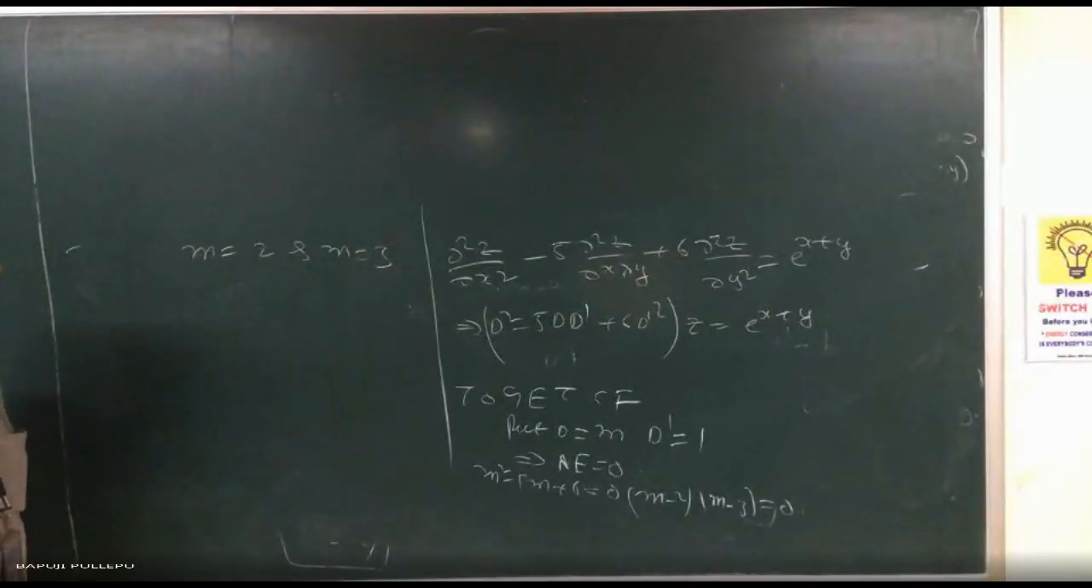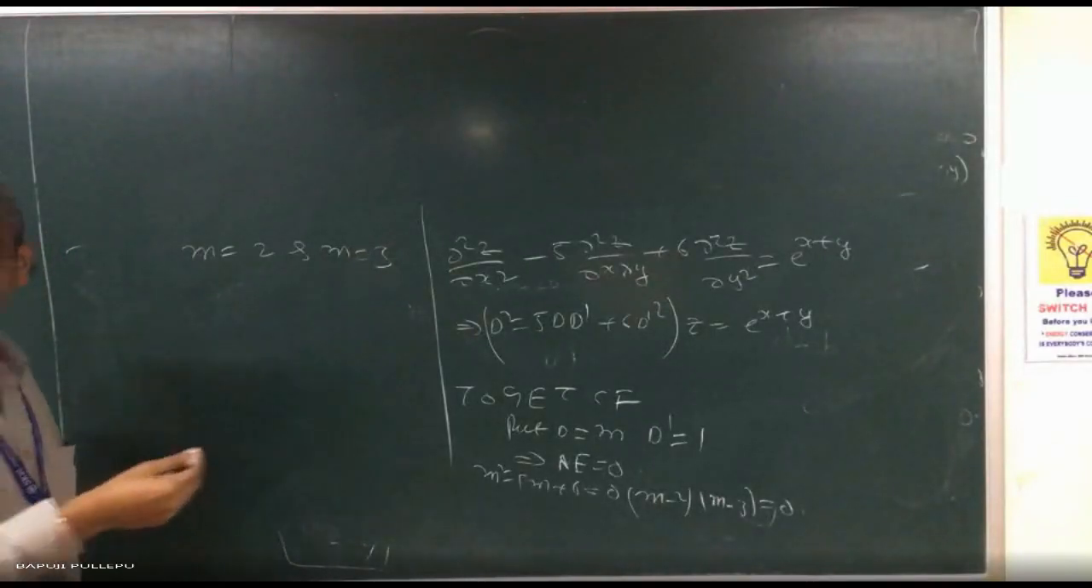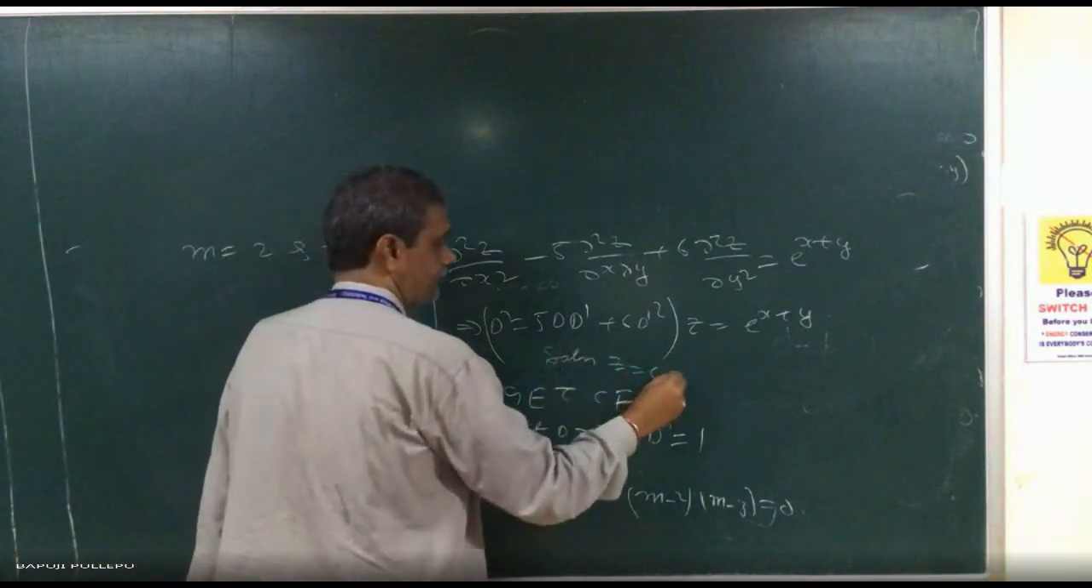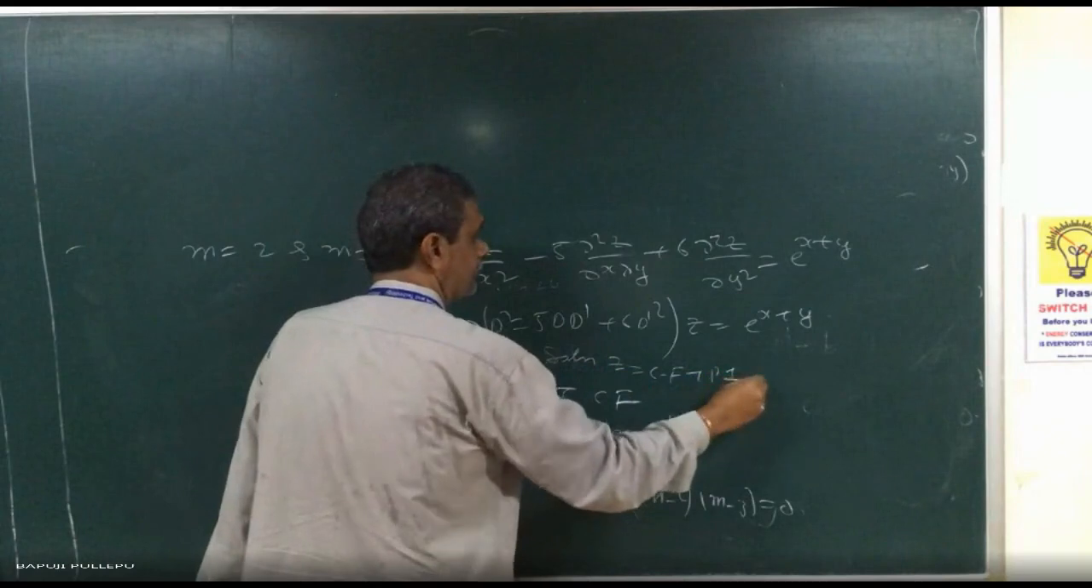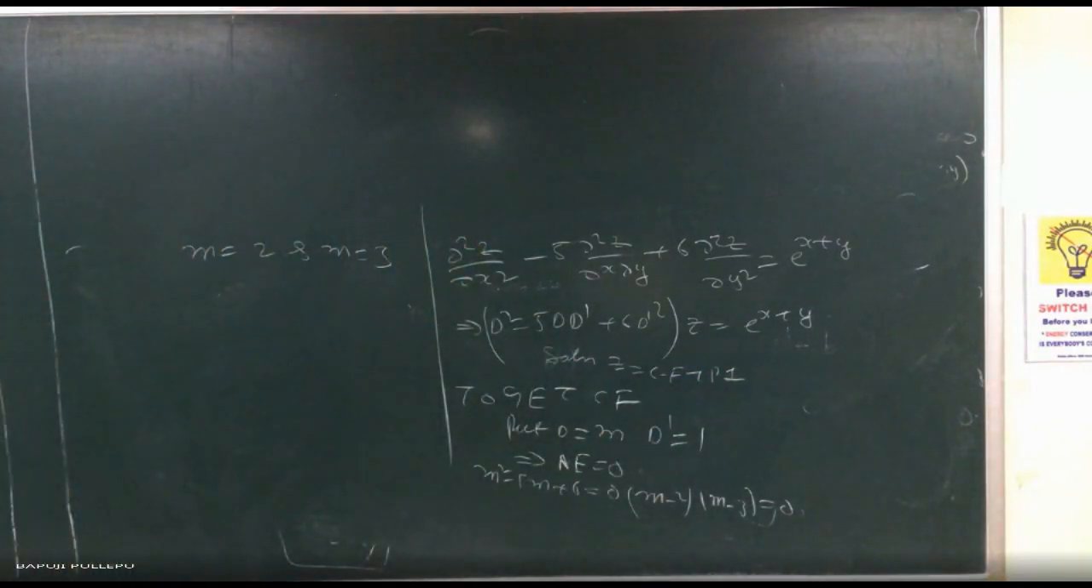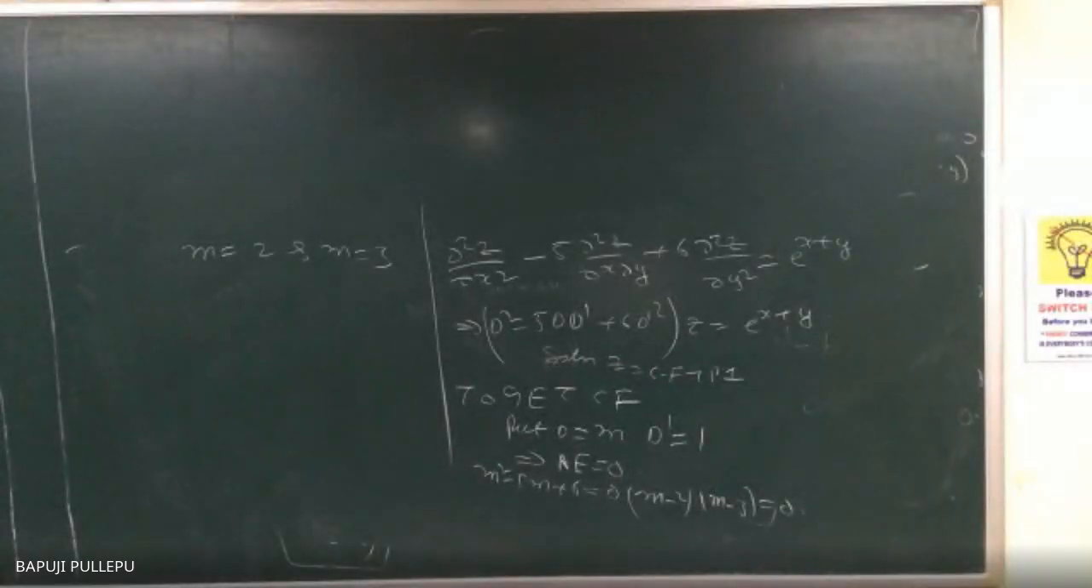Before that you have to write one line. I forgot it. Solution. Always you can write before starting the problem. Solution is Z is equal to CF plus PI. Correct? One line always you can mention, because finally we can substitute there. Now where I am standing, M is equal to 2, 3. Now CF is what?